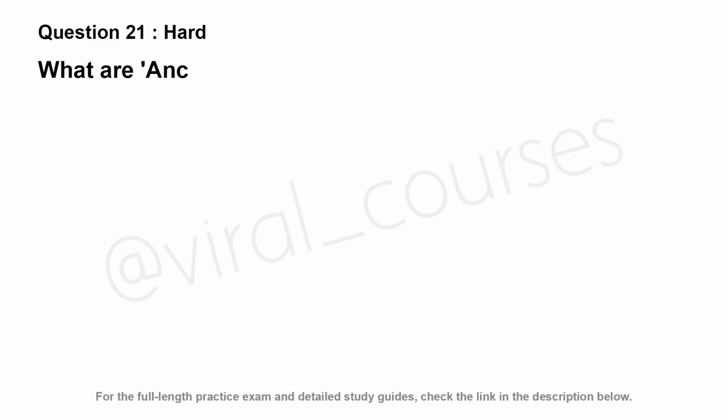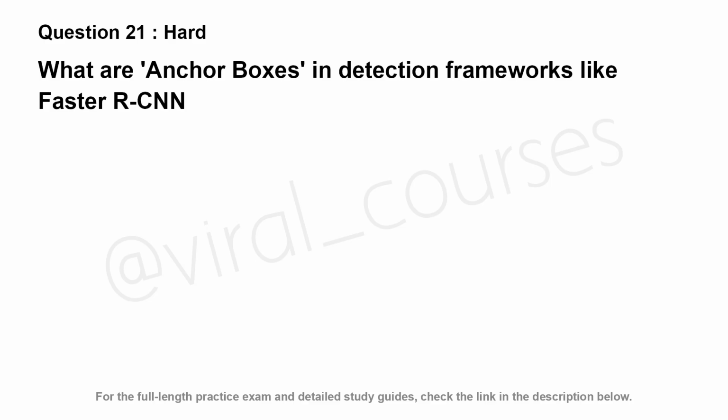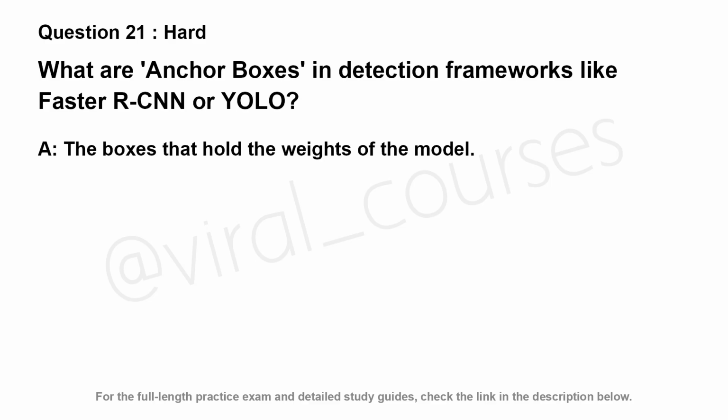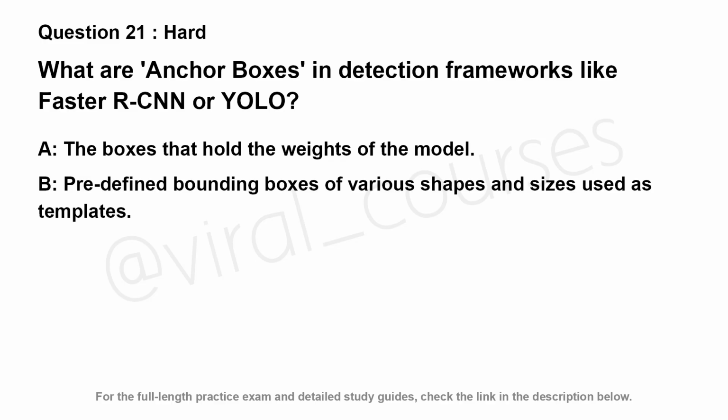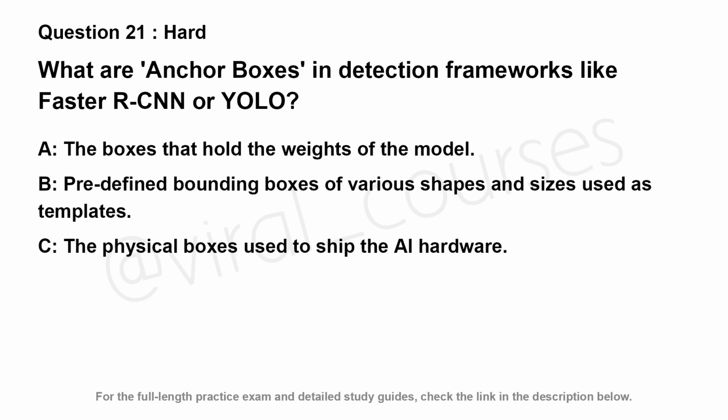What are anchor boxes in detection frameworks like Faster R-CNN or YOLO? Option A. The boxes that hold the weights of the model. Option B. Predefined bounding boxes of various shapes and sizes used as templates. Option C. The physical boxes used to ship the AI hardware. Option D. A type of activation function.